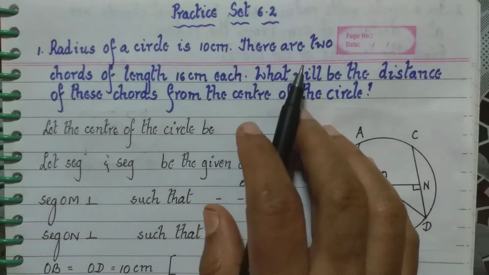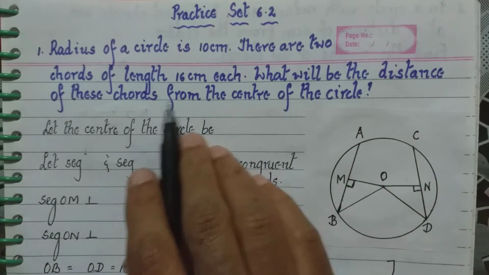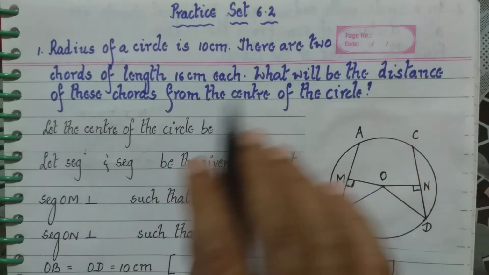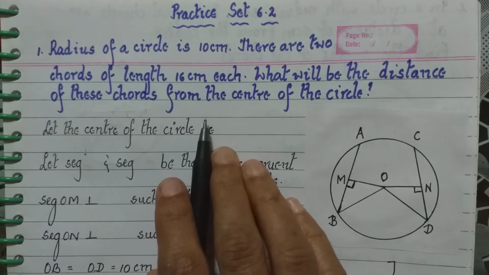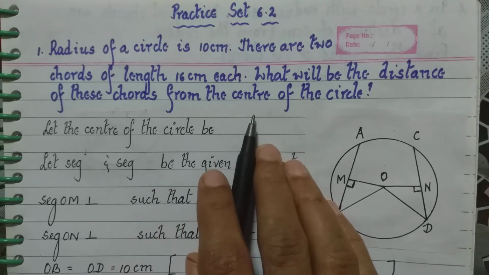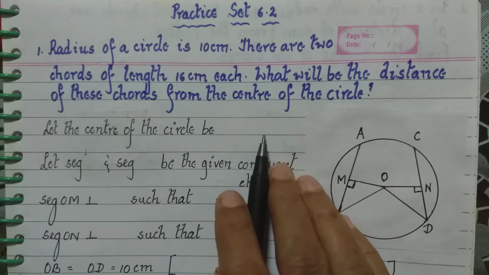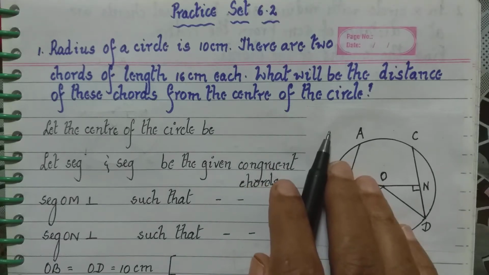We go to practice set 6.2, question 1. The radius of a circle is 10 centimeter. There are two chords of length 16 centimeter each. What will be the distance of these chords from the center of the circle?